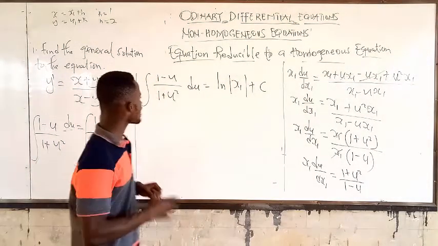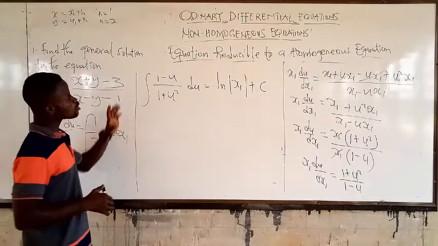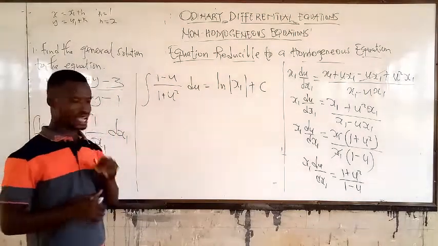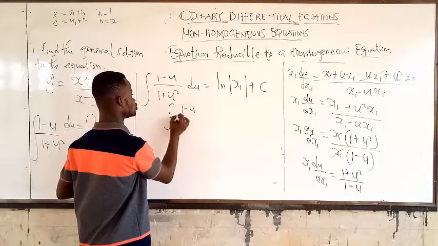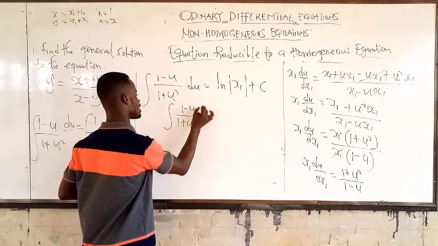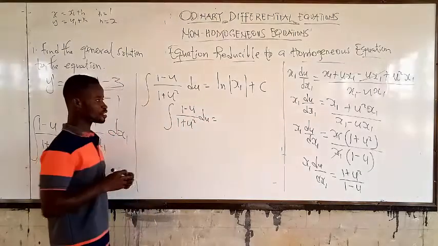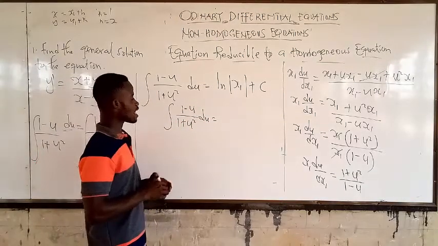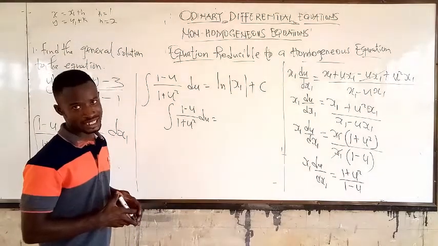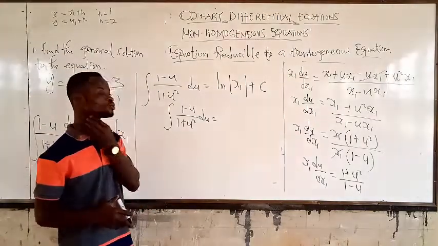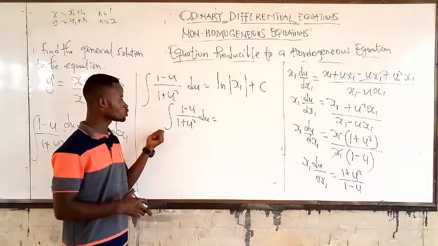Now, here that we are, we can solve this in two ways. Alright? Let's bring that out. 1 minus u over 1 plus u squared du. We can solve these two ways. We can say that with this, you see, u substitution will not work. Alright? U substitution will not work.